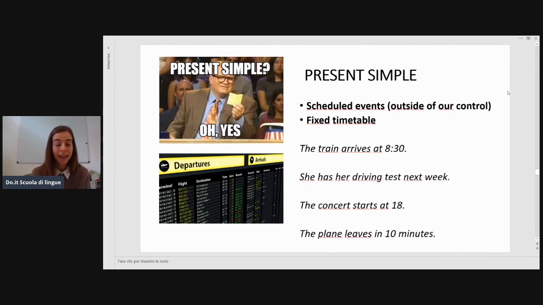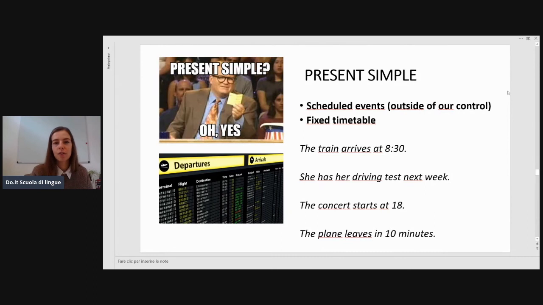The concert starts at 6. La stessa cosa, anche se volete dire the film starts at 6. The film starts at whatever time, ok? Sempre present simple. The plane leaves in 10 minutes. Cosa vuol dire questa frase? In 10 minutes, quindi il volo, scusate, l'aereo parte tra 10 minuti. Ok.